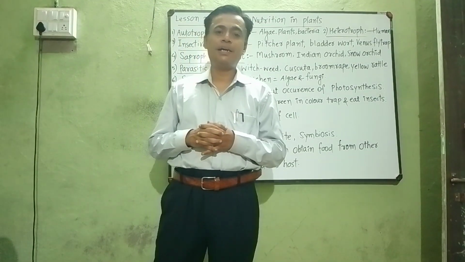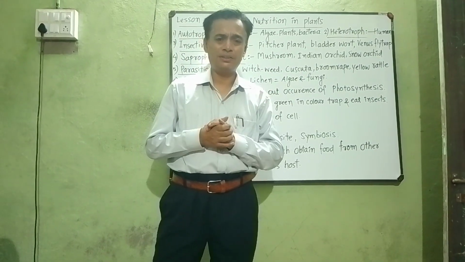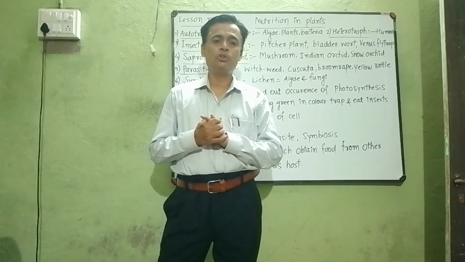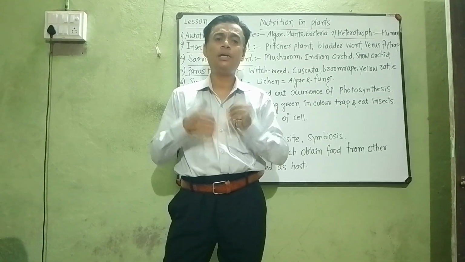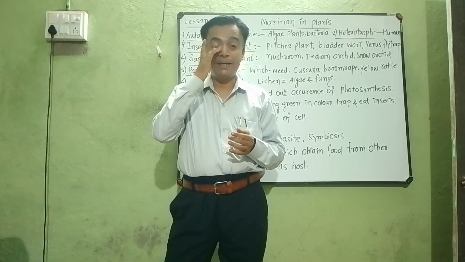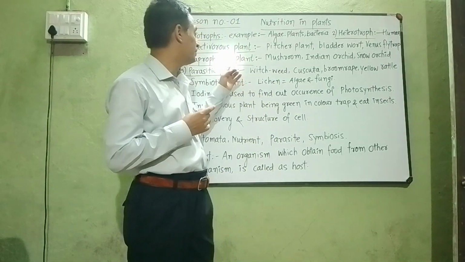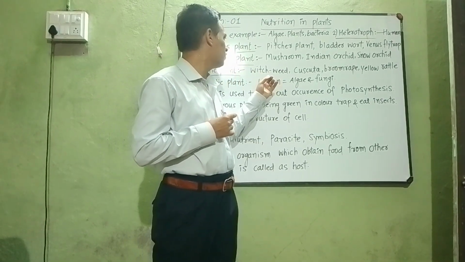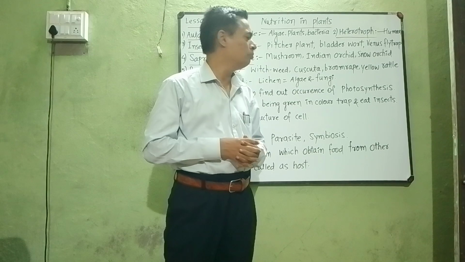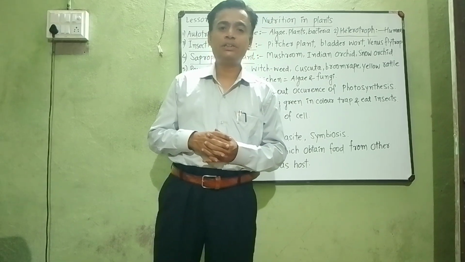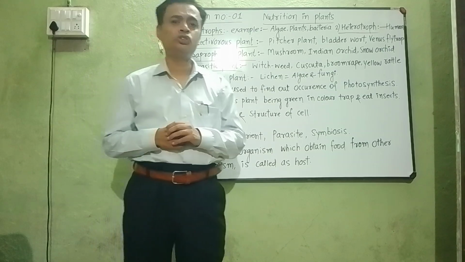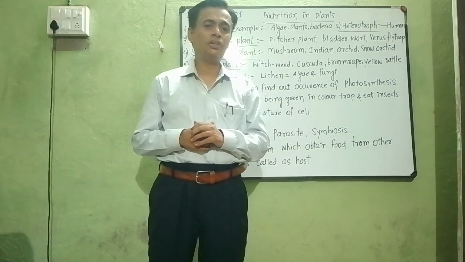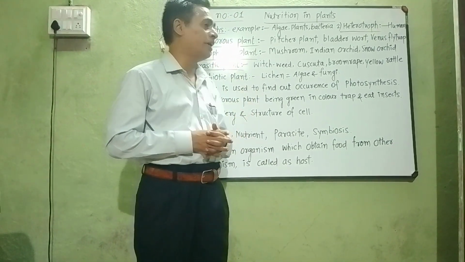Now, there is a next concept. The concept is parasitic plant. Now, what are parasites? Parasites are those organisms which are dependent for the purpose of food on another organism. The examples of parasitic plants are witchweed, cuscuta, broomrape and yellow rattle. Now you know mushrooms. Mushroom is an example of the saprophytic plant.